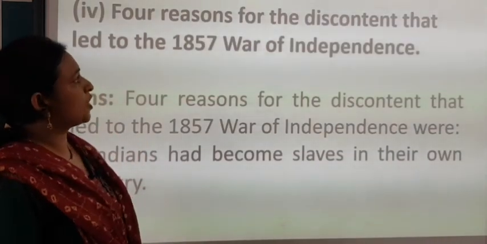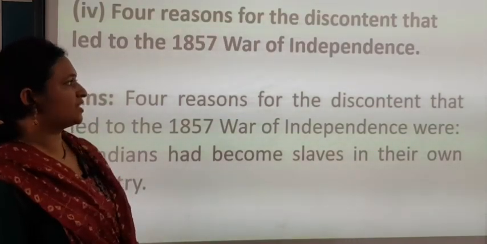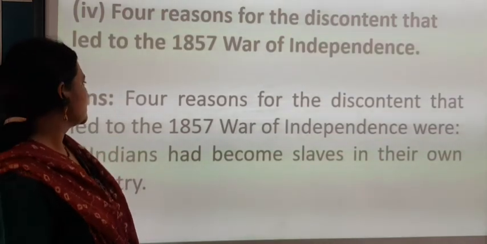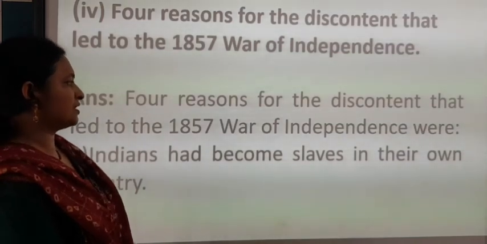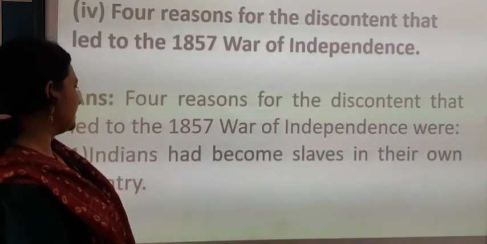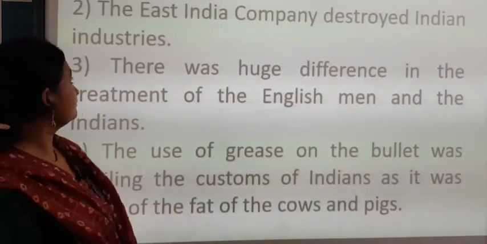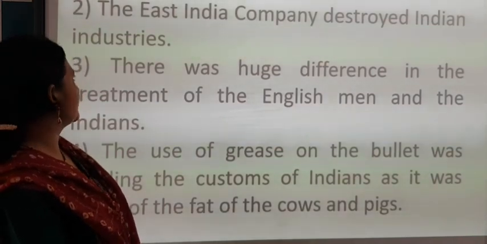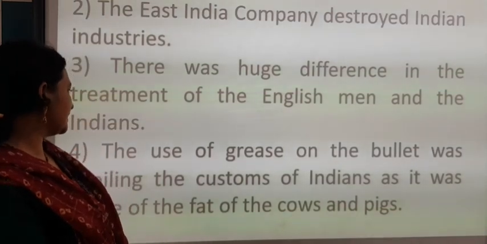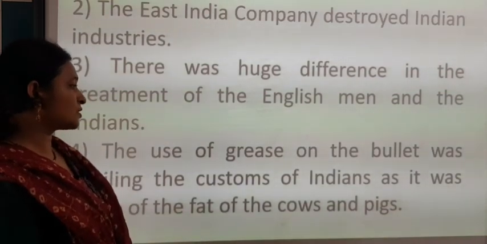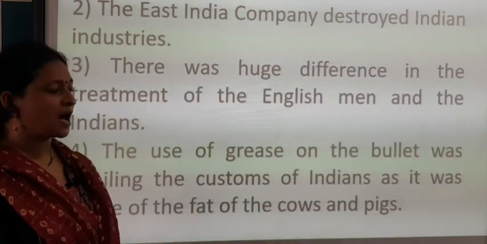Four reasons for the discontent that led to the 1857 War of Independence: Indians had become slaves in their own country. The East India Company destroyed Indian industries. There was a huge difference in the treatment of the Englishmen and the Indians. The use of grease on the bullet was spoiling the customs of Indians, as it was made of the fat of cows and pigs.